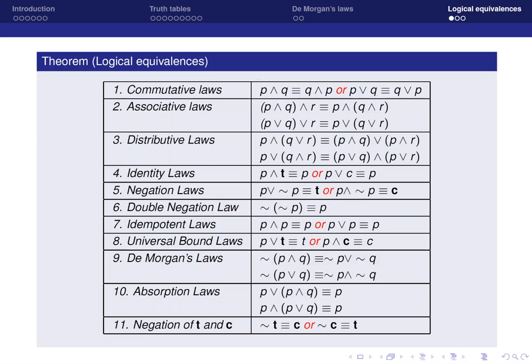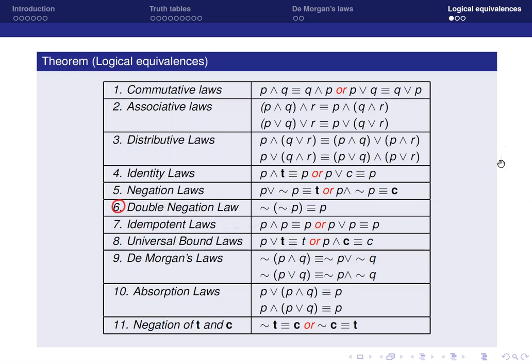Take a look at this table and try to memorize as many of these as you can. Some of them are pretty intuitive. For instance, the double negation law says that negating the P twice results in the same value as P itself. So that's kind of a known one. We discussed it earlier in another video.